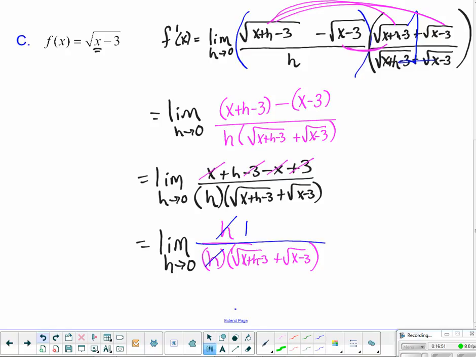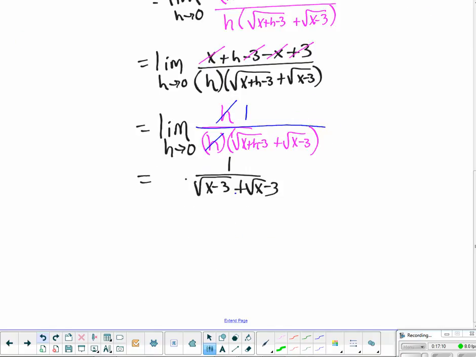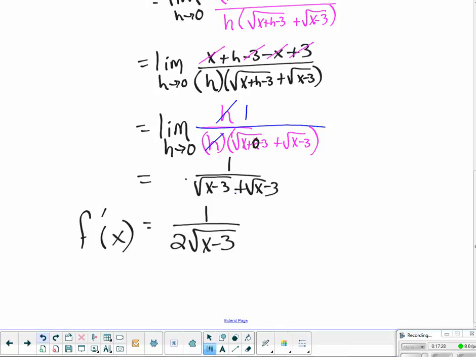And now, evaluating the limit, let's allow h to go in as 0. This will become 1 over the square root of x minus 3 plus the square root of x minus 3, because I took h to 0. And that gives me 1 over 2 radicals that were the same. My answer is f prime of x is equal to 1 over 2 square root of x minus 3.